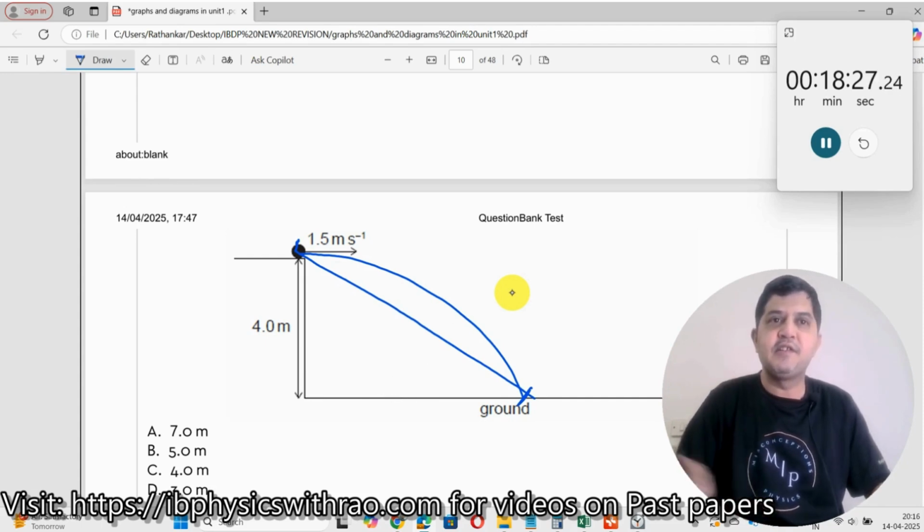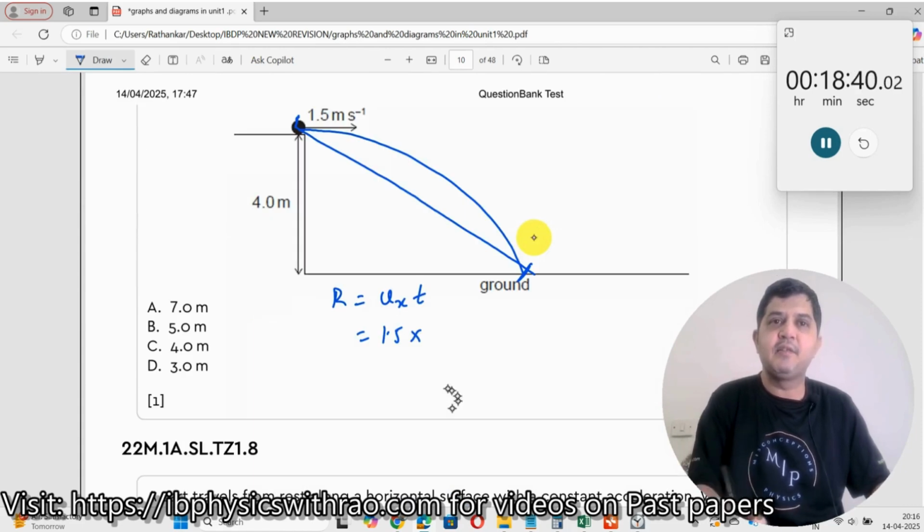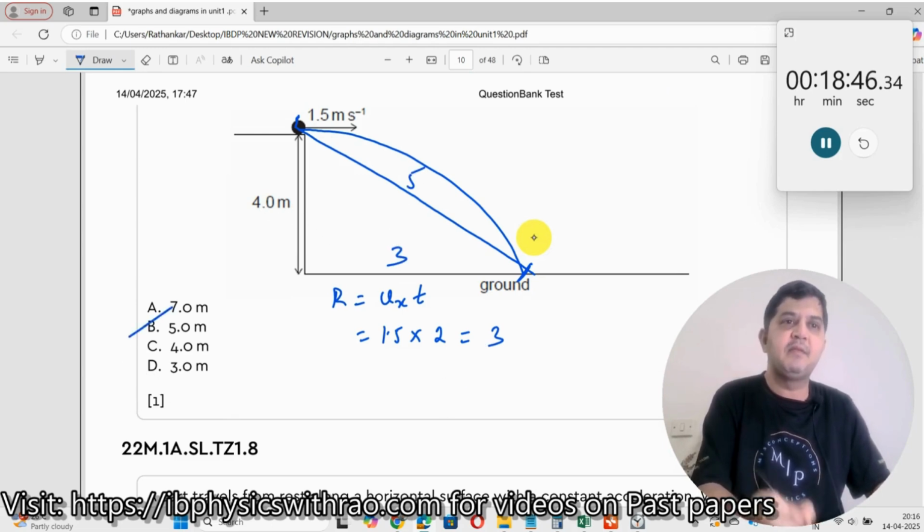So how do I know this one? This value is nothing but the range, which can be calculated by ux multiplied by t. What is ux? 1.5. What is the time here? Time is given as 2 seconds. So multiply this by 2, and you get 3 over here. So this is 3, this is 4, this should be 5 over here. Answer should be B.